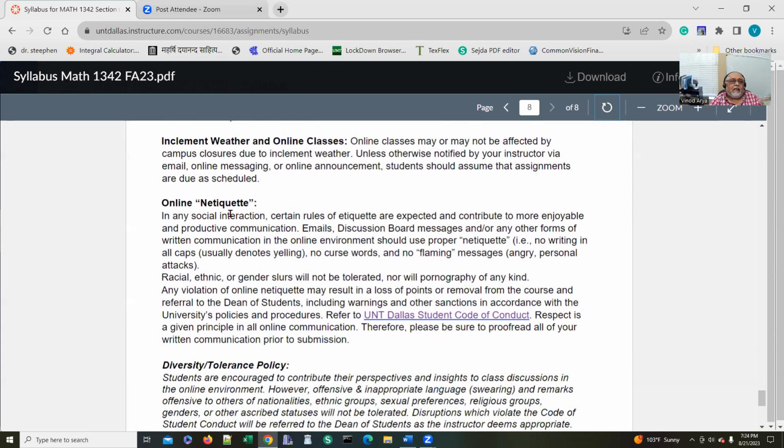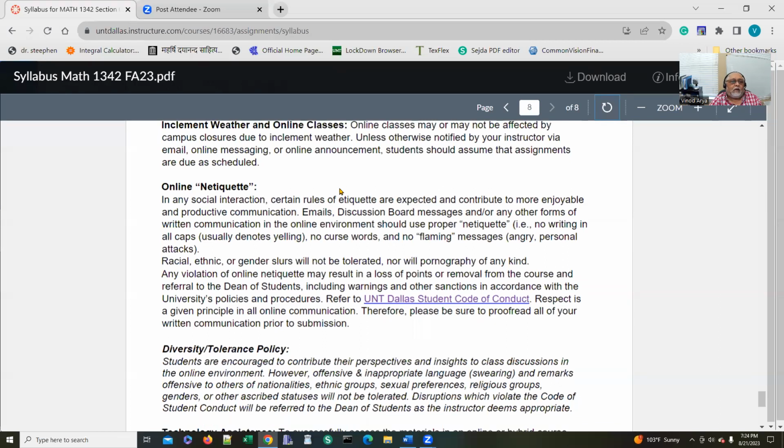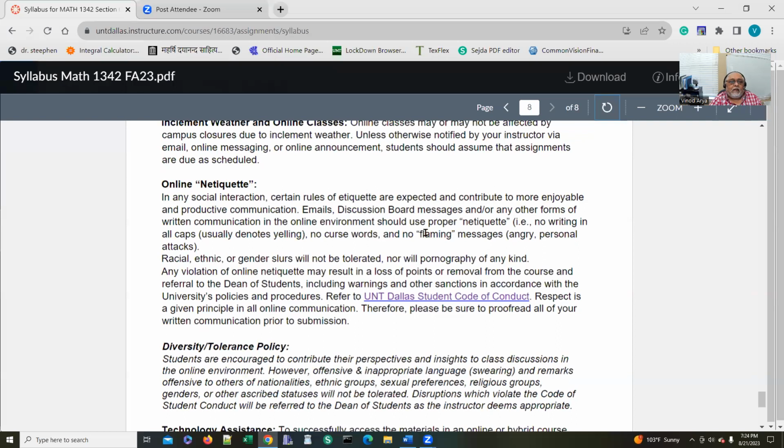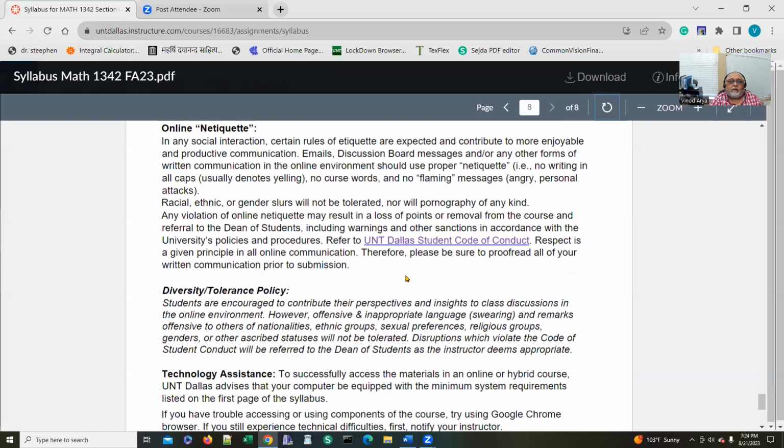Okay. Netiquette means you have to be nice to each other, not write any curse words or unwanted messages, or exciting messages or something like that. And you have to honor the racial, ethnic, or genders of other peers in your class, and be polite in writing each other nice mails.